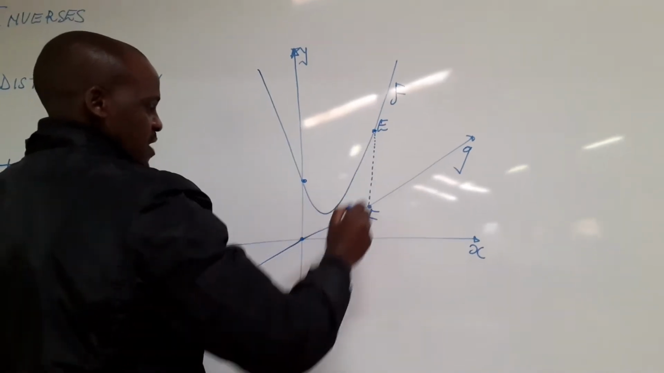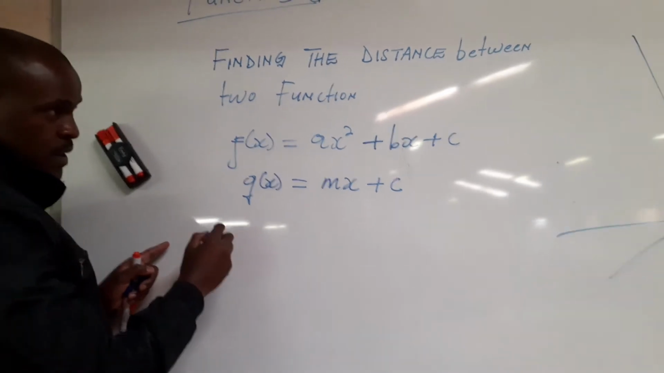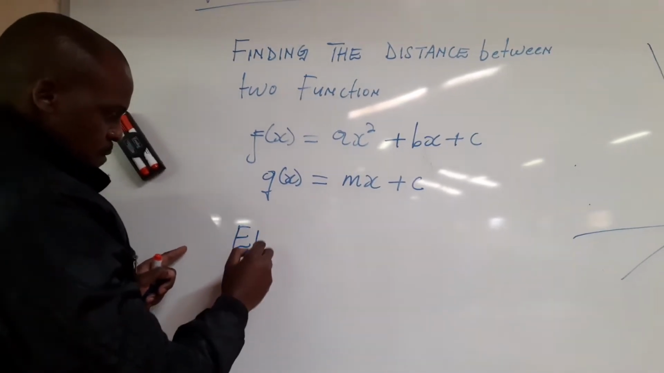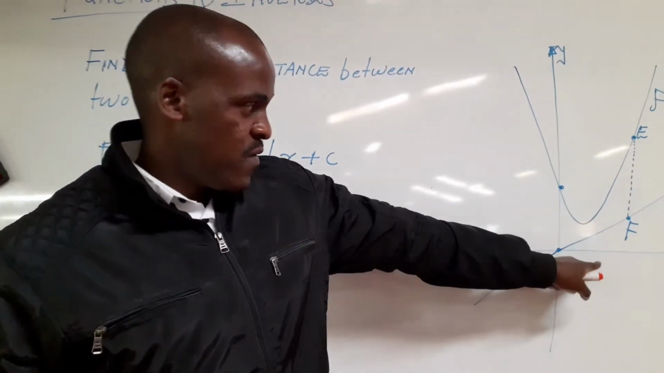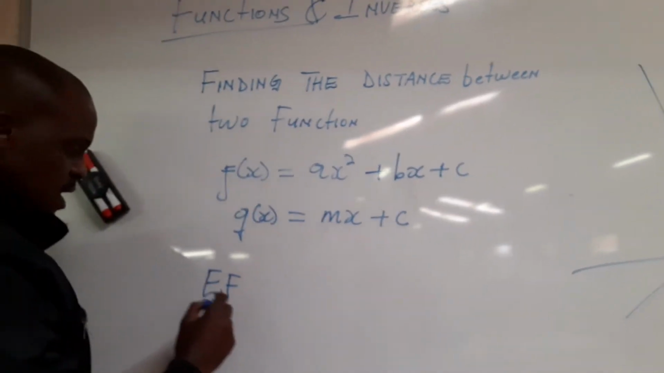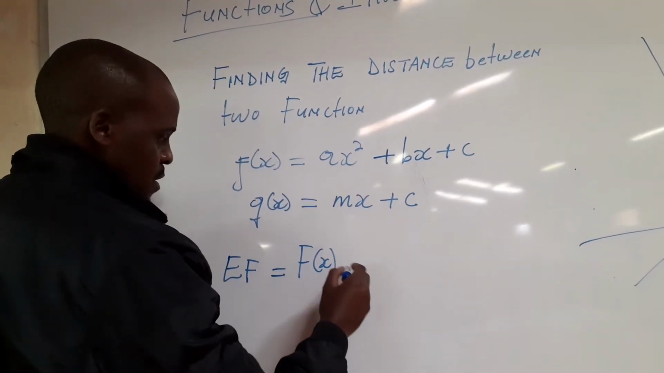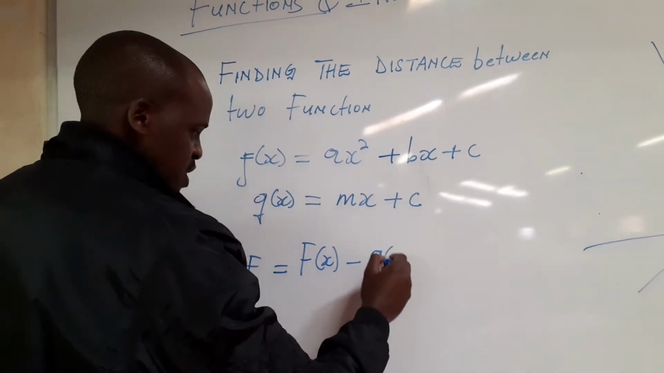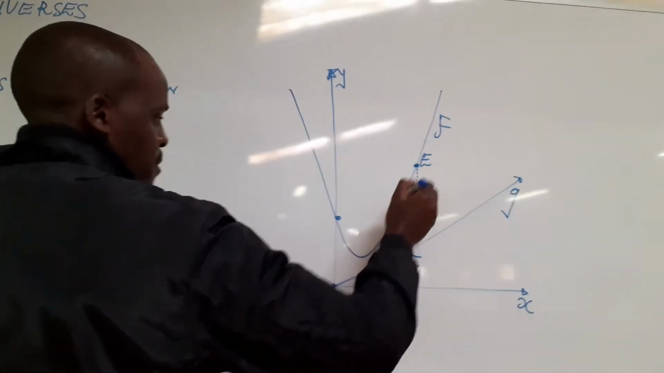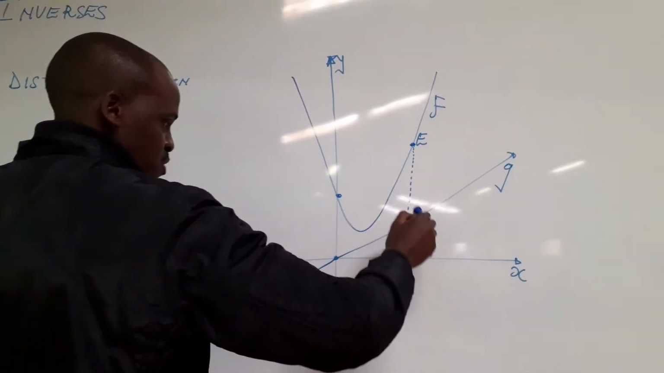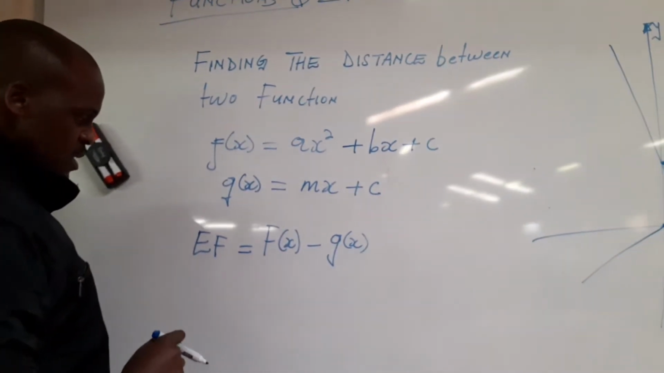If you are to find the length there, you are going to say EF, the above one minus the below one. It's EF equals f(x) minus g(x). F minus g, the distance between two points. You just find the difference.